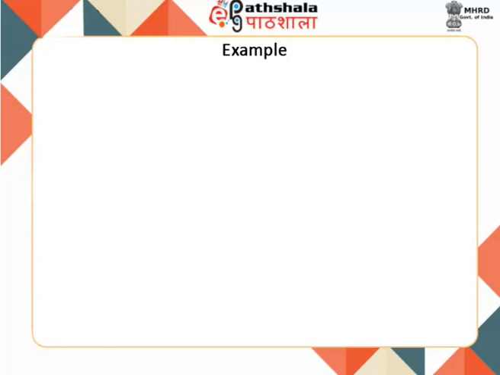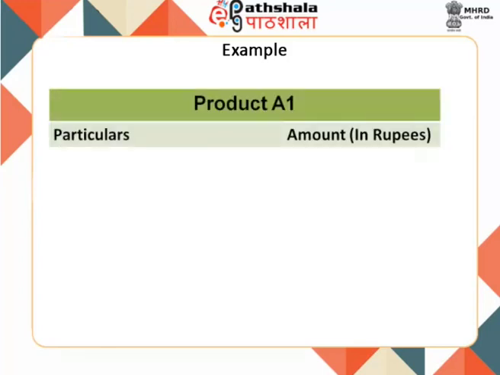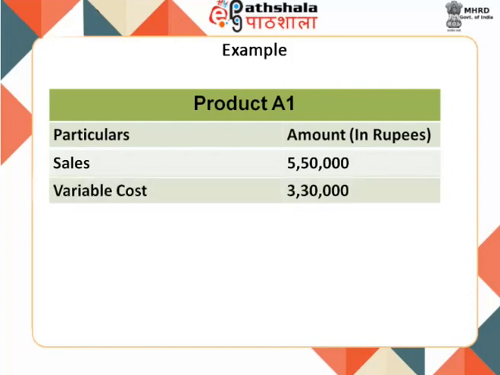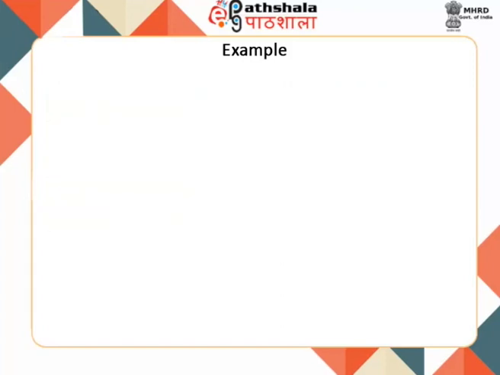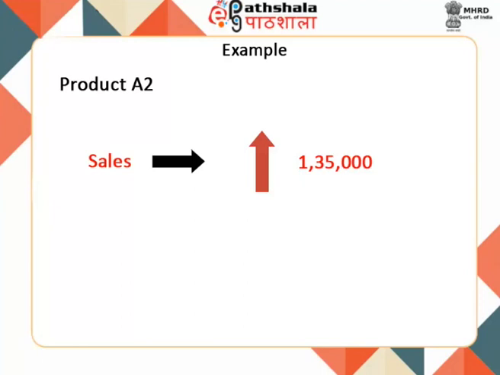Let us consider an example. The details for the product A1 manufactured by XYZ Limited are: sales rupees 5,50,000, variable cost 3,30,000, fixed overheads 1,50,000. The company proposes to introduce a new product A2 so that sales may be increased by 1,35,000. The production of this new product does not involve fixed cost, and the estimated variable cost is rupees 1,10,000. Let us find out whether the production of product A2 will be profitable or not.